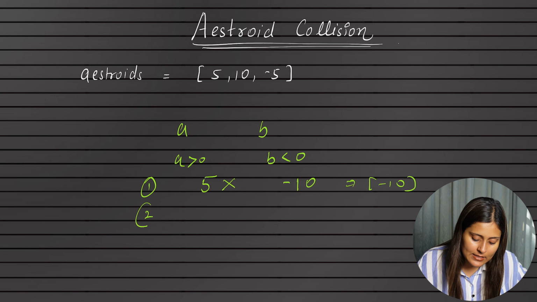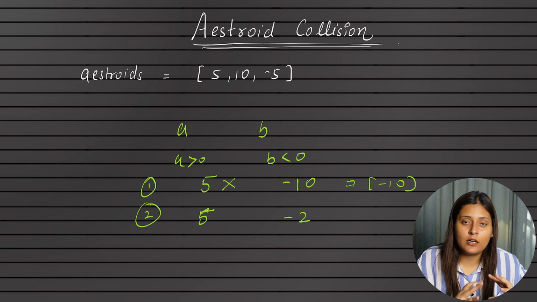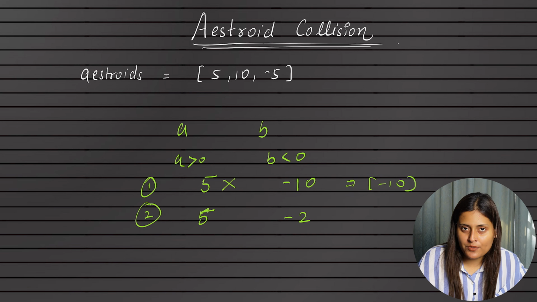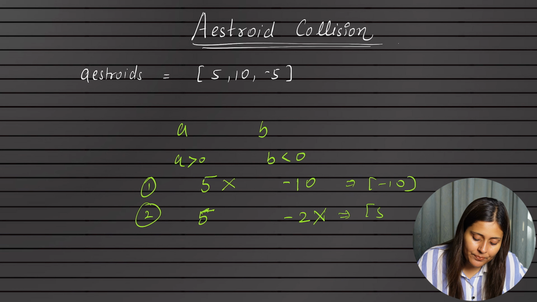Now the second case is 5 and -2. As you can see, 5 is larger in size and -2 is smaller, so definitely -2 will vanish, and at the end 5 will stay.